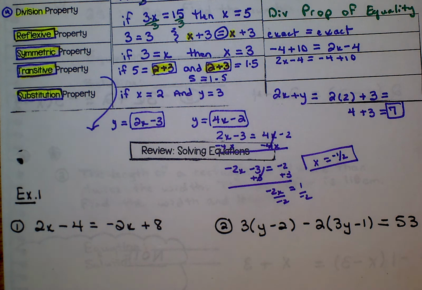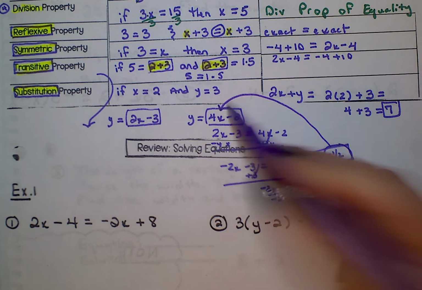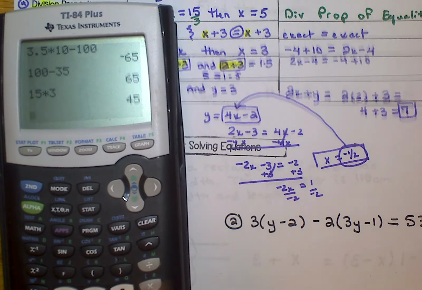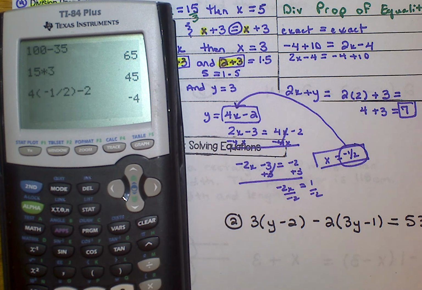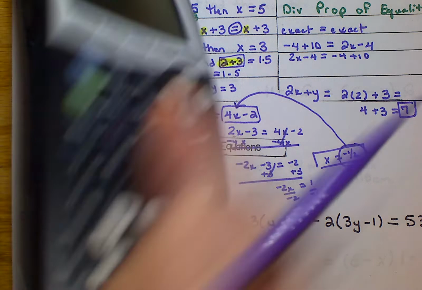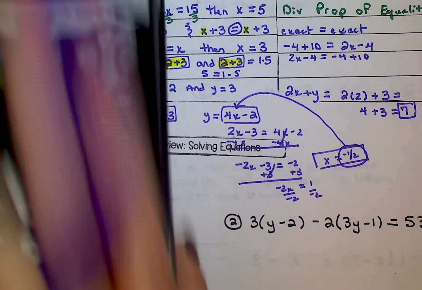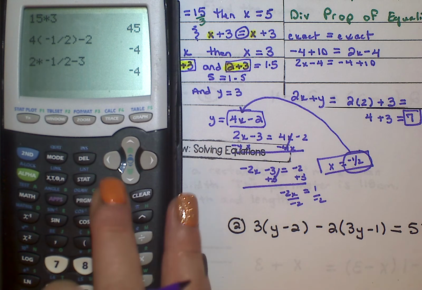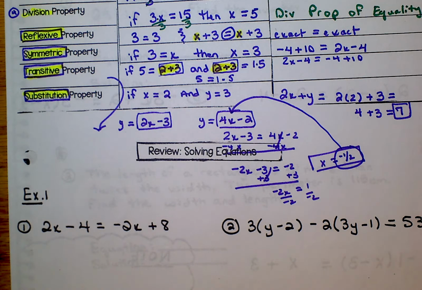Now, if you wanted to figure out your y from that, then you could use your substitution property that I talked about, and you could plug that back in for your x. So you could substitute that now and do 4 times negative 1/2 minus 2. And you would see that would give you negative 4. And if I substituted it into the other one, 2 times negative 1/2 minus 3, you see we also get negative 4. So that's pretty cool. So when you look at that right there, that's how those two kind of work together within algebra.